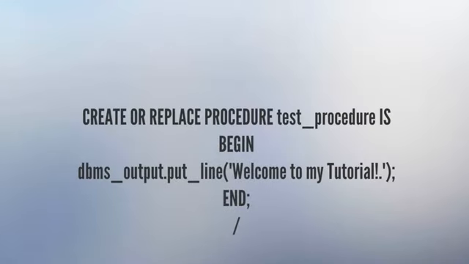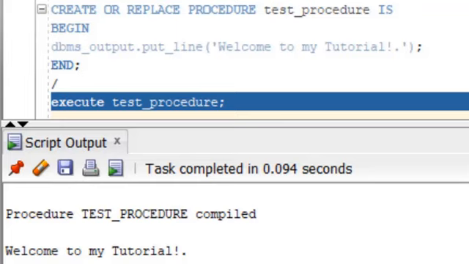Create or replace procedure test_procedure is begin DBMS_OUTPUT.PUT_LINE('Welcome to my tutorial'); end. So create or replace procedure, the procedure name here is test_procedure, and whatever code you write for the output will be placed in the begin section. Once you execute it, it will display: procedure test_procedure compiled.